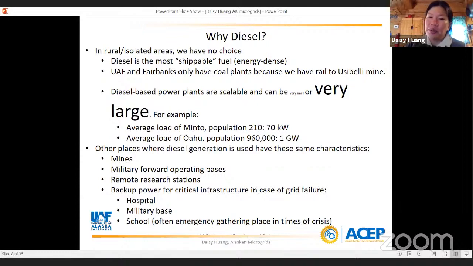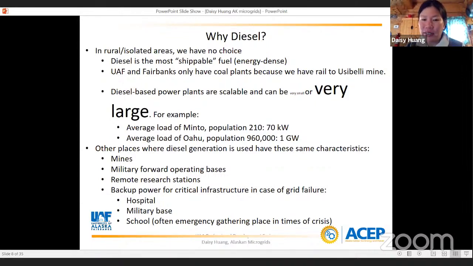So when we talk about integrating renewables into a microgrid, usually the microgrid's backbone is diesel. Other places where diesel generation is used also share the same characteristics as Alaska and Hawaii. They're remote, they're not connected to the main grid. So mines, other big industry, but mines is a classic example because they require a lot of power and they are where they are, like the resources are where they are. So you can't move them. So you have to move your energy.